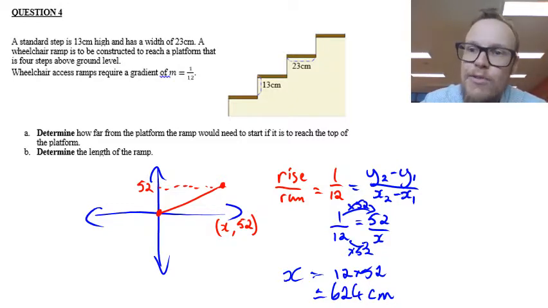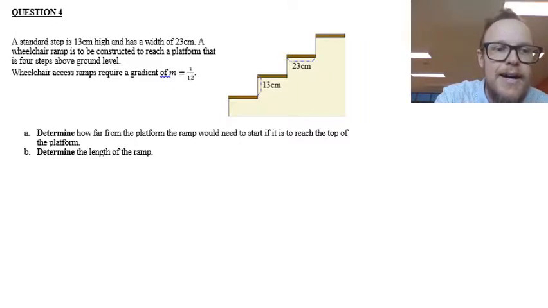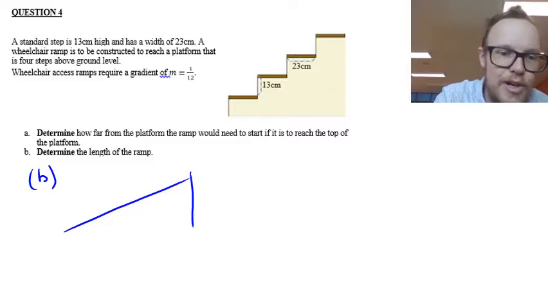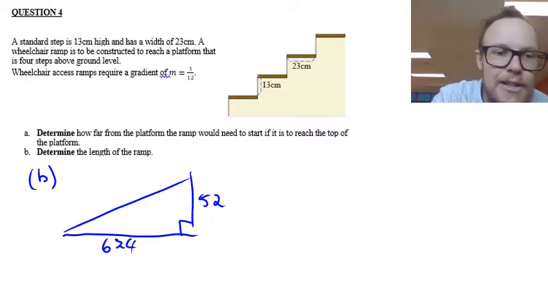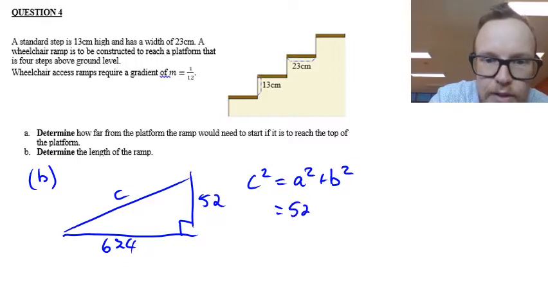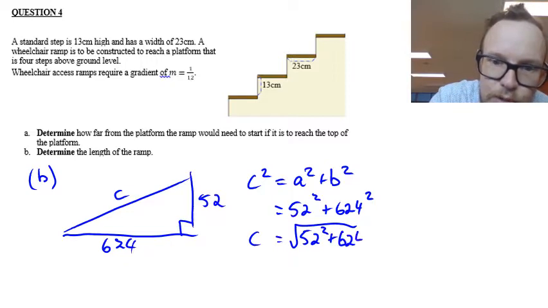Now part B, depending on your first answer, could be answered in two different ways. You can answer part B by looking at the diagram that you've drawn, realizing it's a right angled triangle, seeing this is 52 and this is 624, and you need to find the length of the ramp here, c. We know that c squared is equal to a squared plus b squared. We always write the formula. That's 52 squared plus 624 squared. So c is going to be the square root of 52 squared plus 624 squared.